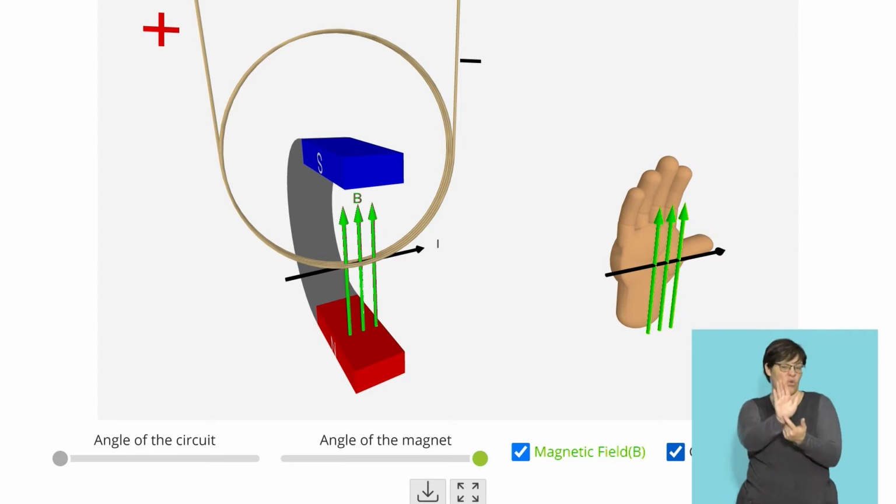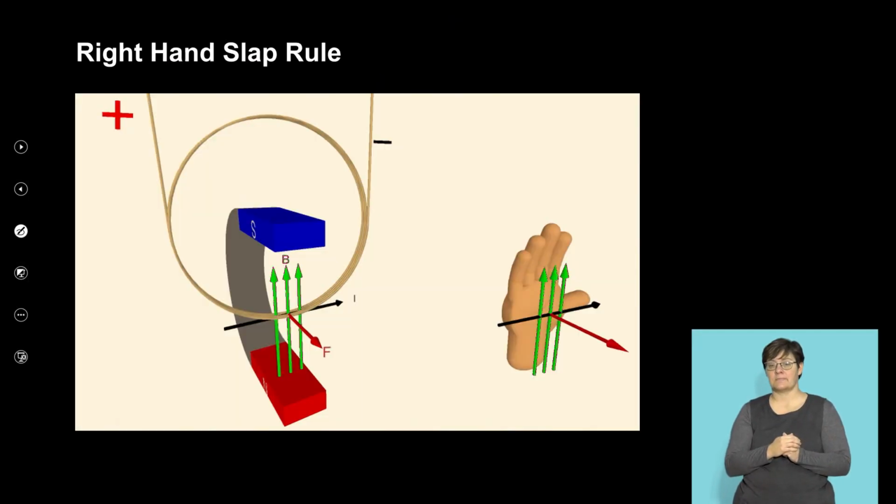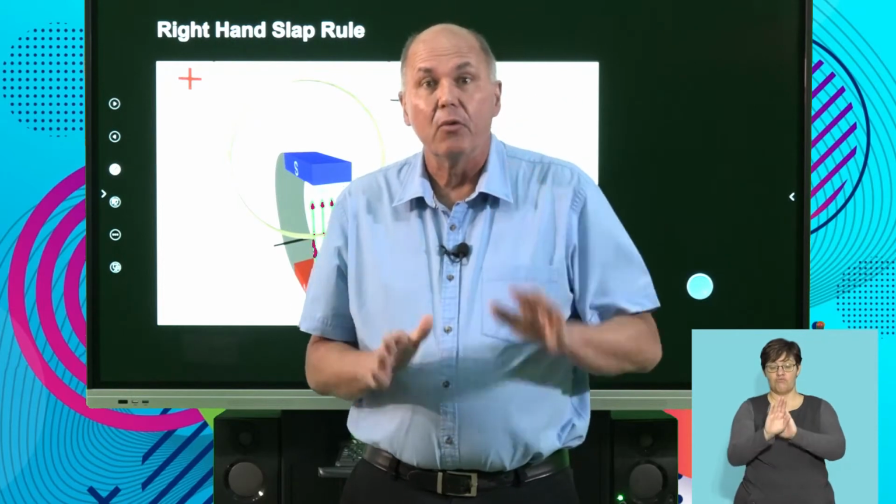And if we want to use this right hand rule, and it's not the same as the other right hand rule, I call it the right hand slap rule. The unknown in this case is the direction of the force. And the force is going to be in the direction that the palm is facing. So in terms of this idea, we can indicate that using the right-hand rule.